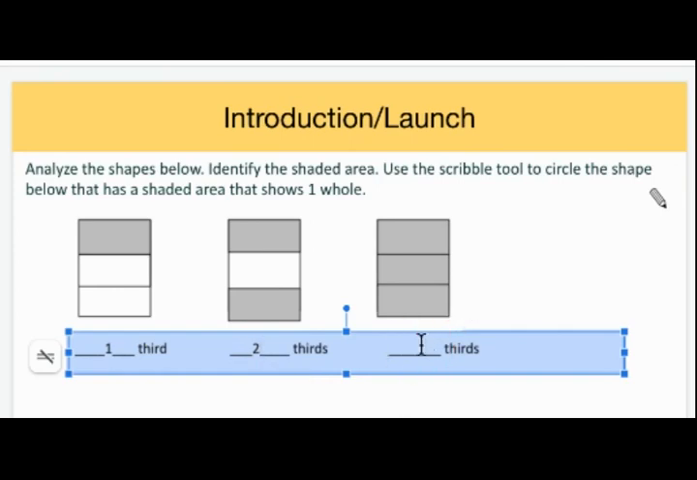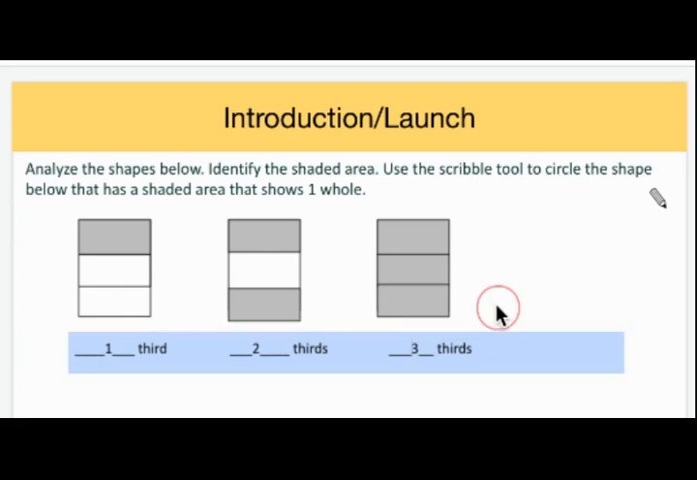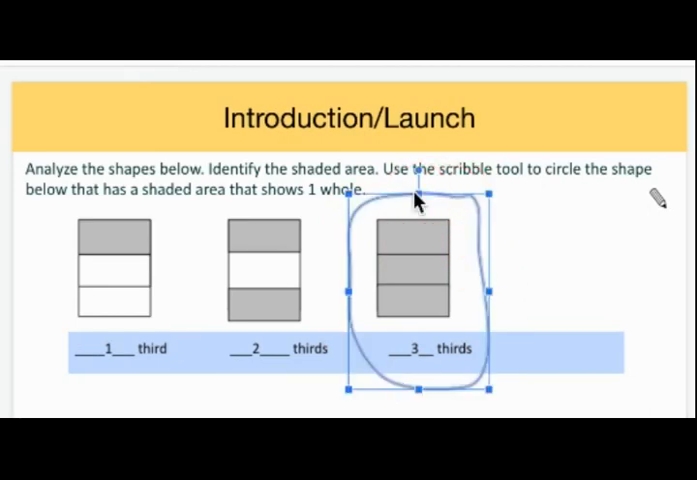And rectangle number 3 has three equal parts as well. It's divided into thirds. And this one has 3/3 filled in. So I'm going to write the number 3 in the blank. Okay. Now the last part of the instruction said to use the scribble tool to circle the shape that shows one whole. So this whole rectangle is shaded in. All 3/3 or one whole rectangle are shaded in.